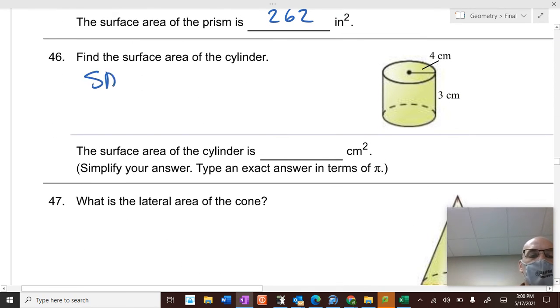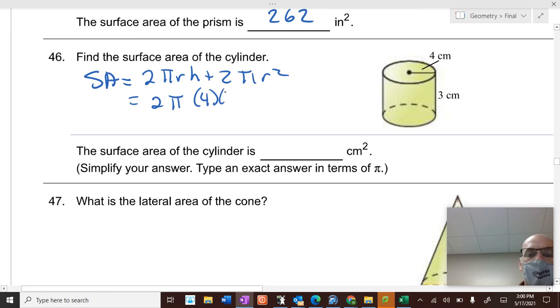Surface area of a cylinder. Again, make sure you have your note cards because those will come in handy. Because it's 2 pi r h plus 2 pi r squared. So it's 2 pi 4 3 plus 2 pi 4 squared. So it's 24 pi plus 32 pi. And so that's 76 pi.